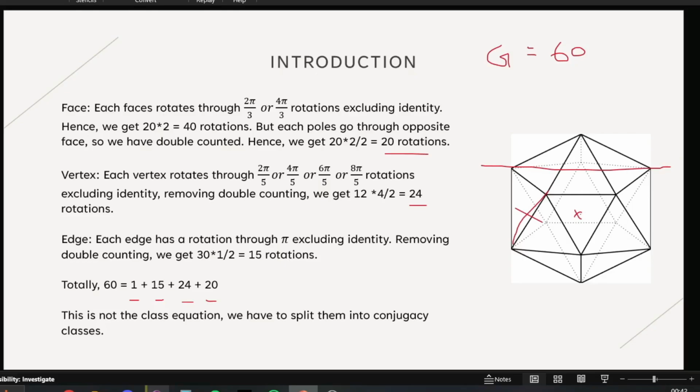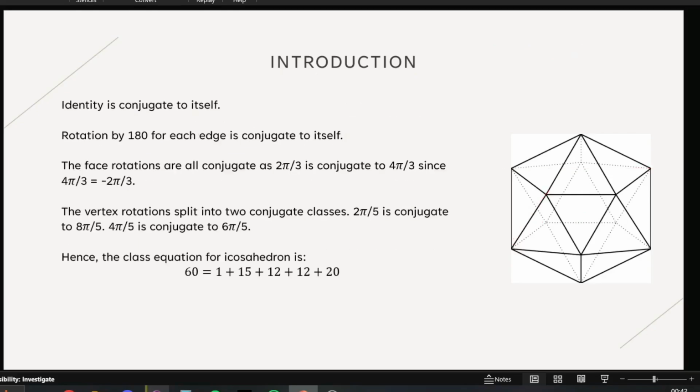If we split them into orbits, we see that the identity is conjugate to itself, so identity is fine. Next is the rotation of edges. Each 180-degree rotation will also be conjugate to itself, so that is fine. Next, for the faces, we have 2 rotations, 2 pi by 3 and 4 pi by 3. 4 pi by 3 we can also rewrite as minus 2 pi by 3. So all the face rotations are conjugate.